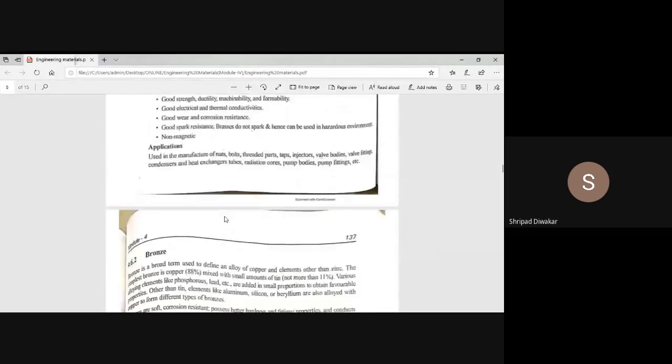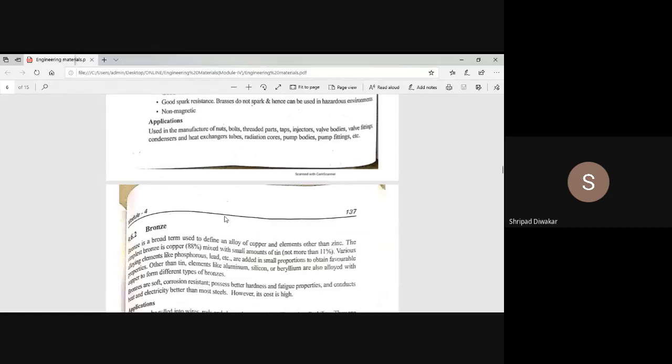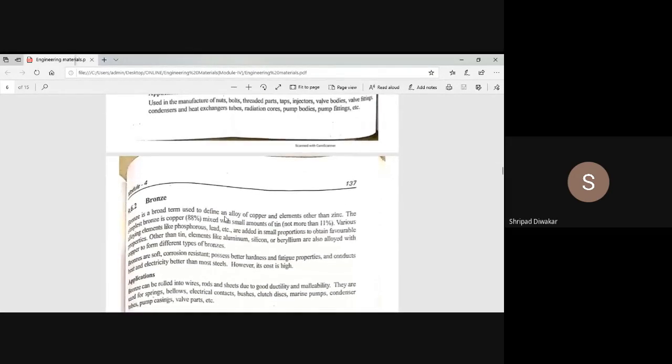So it is the alloy of copper and tin, remember. Bronze is an alloy of copper and tin, whereas brass is an alloy of copper and zinc. Zinc is not used in case of bronze. Some proportion of lead, phosphorus, etc. is added in both alloys to improve the hardness characteristics. Other than tin, other elements such as silicon, beryllium or aluminum are added in the bronze.